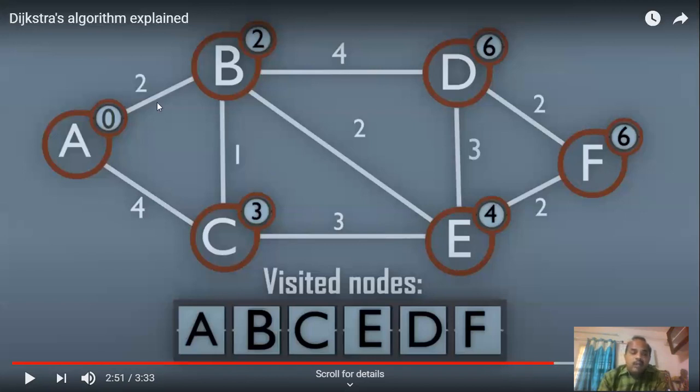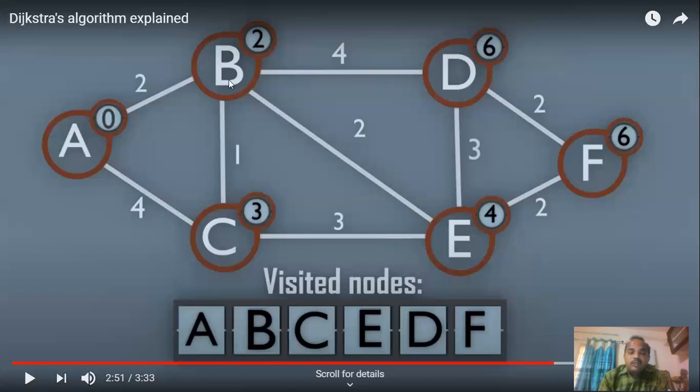Then what is the cost? 2 plus 1 is 3, 3 plus 3 is 6, 6 plus 2 is 8. This is the minimum cost spanning tree. So one more. Here simply A2, 2, then B2, E2. Next one is E2, F, but here 6. But that is wrong.